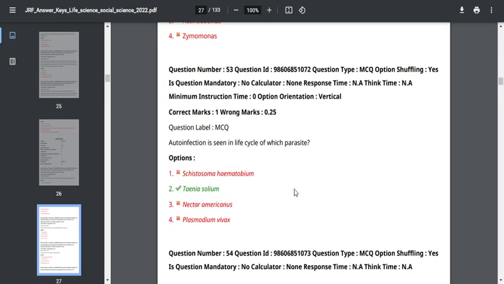Okay, the next question is: autoinfection is seen in the life cycle of which parasite? It is seen in the life cycle of Taenia solium, which is a pork tapeworm. Okay, so autoinfection is seen in the life cycle of this particular parasite.